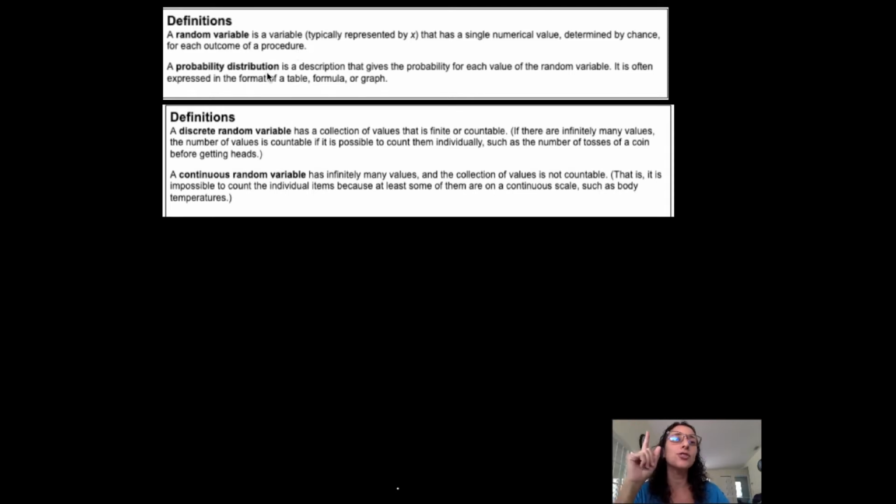A probability distribution, that's what this section is really about. Creating probability distributions is a description that gives the probability for each value of the random variable. It could be represented as a table, a formula, or graph. There are two types of random variables, discrete and continuous.